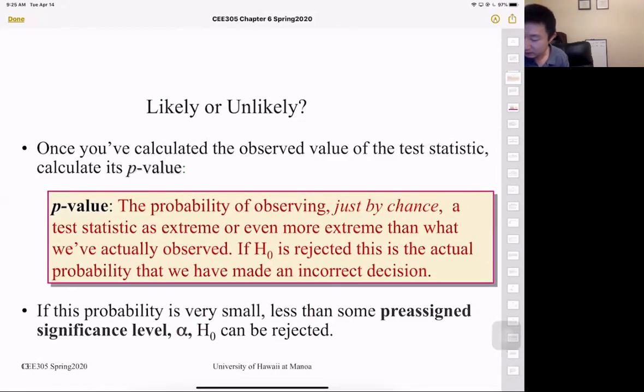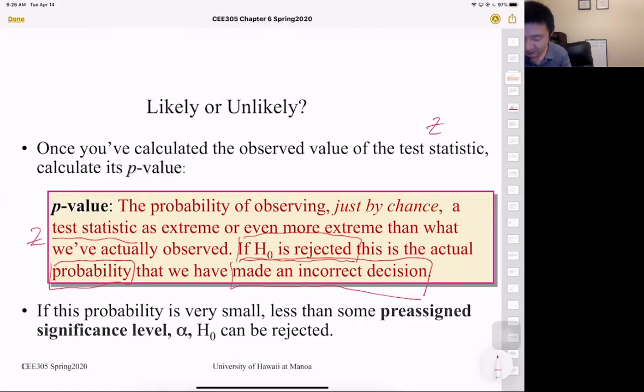After we calculate the test statistic, such as the z value, we calculate the p-value, which is based on, for example, table 8.2. The p-value is defined as the probability of observing, just by chance, a test statistic, in our case the z value, as extreme or even more extreme than what we actually observed. If H0 is rejected, this is the probability that we made an incorrect decision. It's a somewhat awkward statement, maybe hard to understand, but the p-value is the probability that we make an incorrect decision if H0 is rejected.